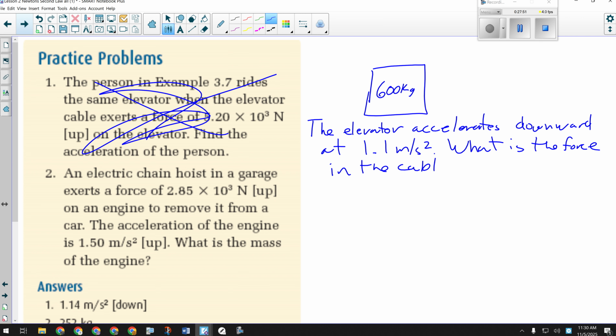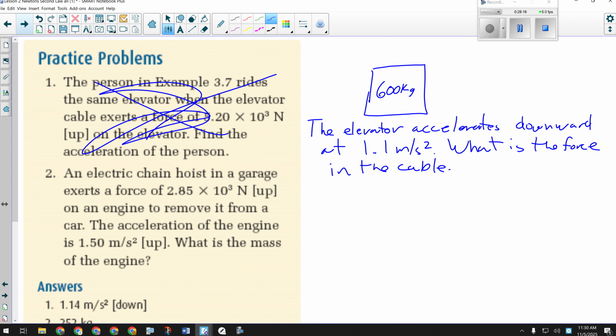Let's try this. We haven't done one in this order. Now I'm telling you the acceleration of the elevator. Okay? I want to know what's the tension in the cable, okay, or the force the cable is exerting upwards if the elevator is accelerating downwards at 1.1 meters per second squared. Okay? See if you can figure that one out.